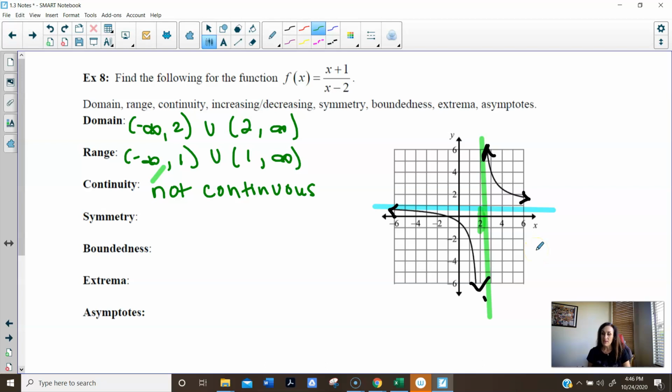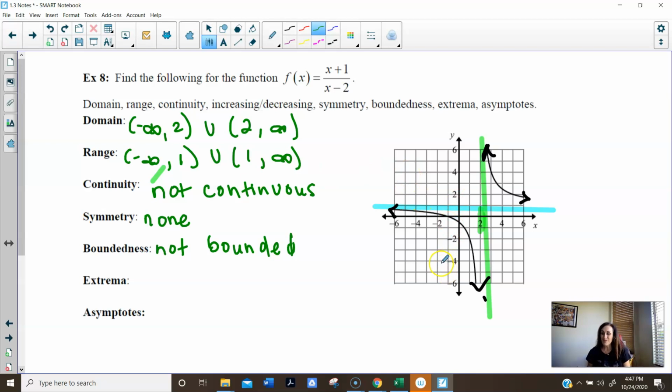This graph, when we say symmetry, we're talking about is it odd, even, or neither. And so for symmetry, we're going to put none. For boundedness, it goes down forever and up forever. So this graph is not bounded. Remember, bounded, it has to be stuck in a box in between 2 horizontal lines.